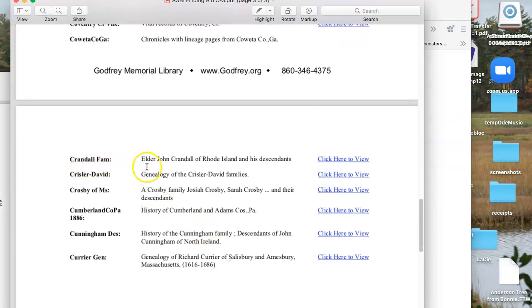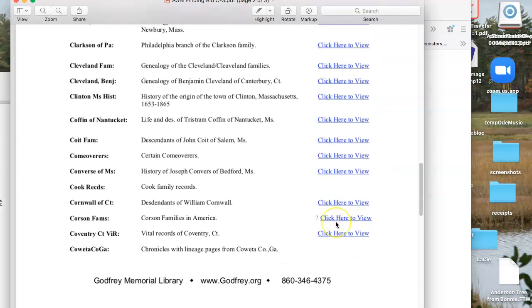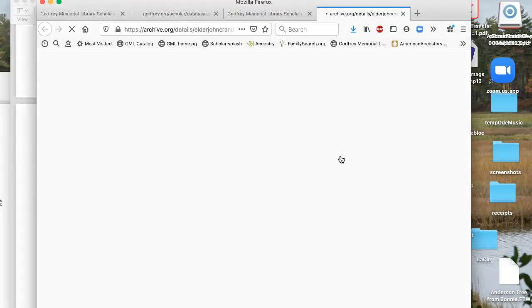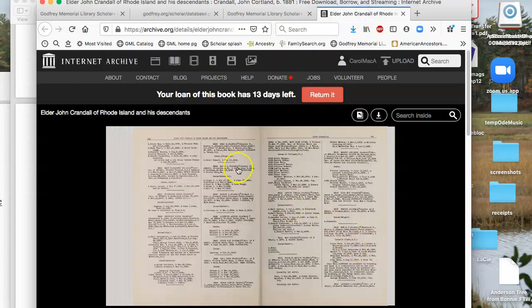Okay, Crandall fam. And it's coming from a book called Elder John Crandall of Rhode Island and His Descendants. And we're lucky today because we have the click here to view. And actually, if you scroll back through here, you'll see a pretty high percentage of these sources are linked up to places online where you can instantly see them, which is super helpful. So we're going to be opening the book Elder John Crandall of Rhode Island. And while we're waiting for that, let's go back and remind ourselves about page numbers. So there's Carrie 625. Okay, this is coming in on something called the Internet Archive, which is a fabulous resource.